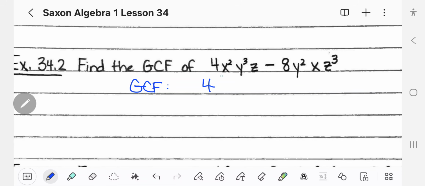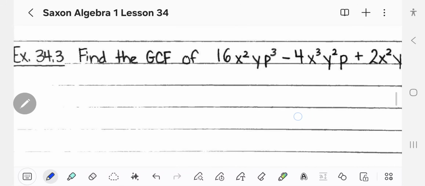Now we're going to look at our variables. We have an x squared and an x. The highest power that they have in common is just x. We're going to look at our variables. For y, we've got y cubed and y squared, so the highest would be y squared. And then we're going to look at z. We have a z here and we have a z cubed. The highest is a z to the 1st or just z. So the GCF for this one is 4xy squared z.